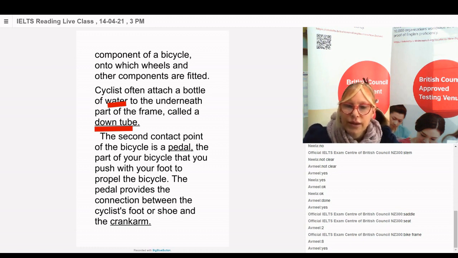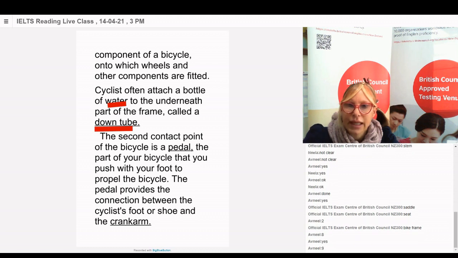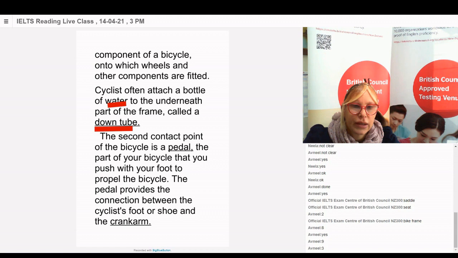So then we move on to the second contact point of the bicycle, the pedal, the part of your bicycle that you push with your foot to propel the bicycle. You probably already know this. The pedal provides the connection between the cyclist's foot or shoe and the crank arm. Looking again at the pedal, you can see it's number 3 there. In the reading, it talks about the pedal providing the connection between the cyclist's foot and the crank arm. Foot and crank arm.